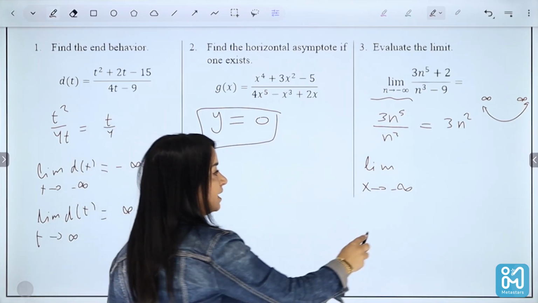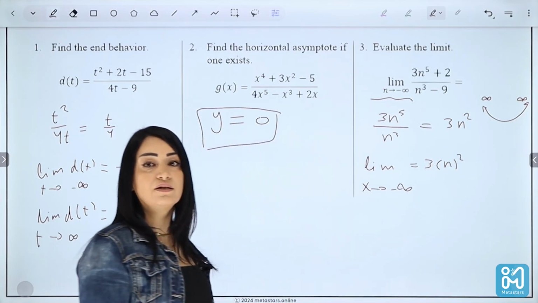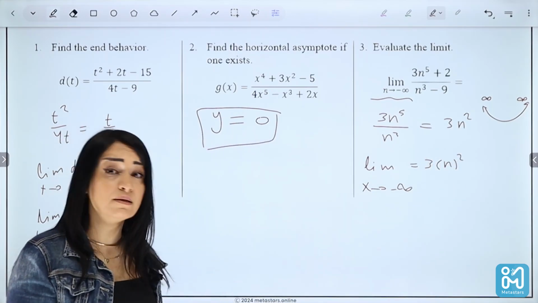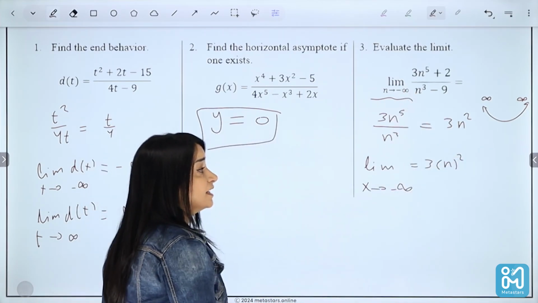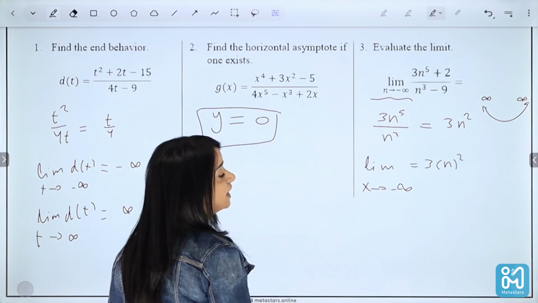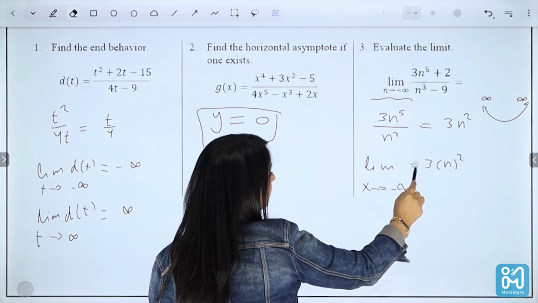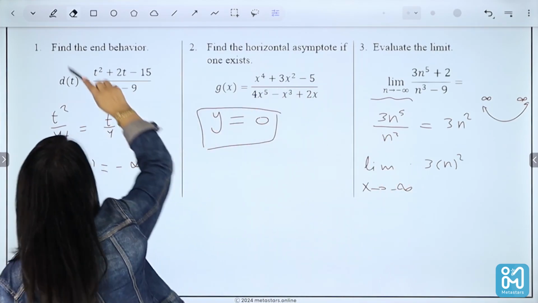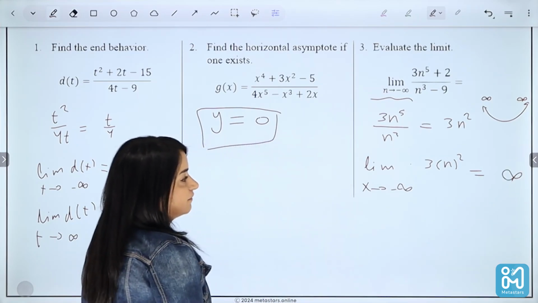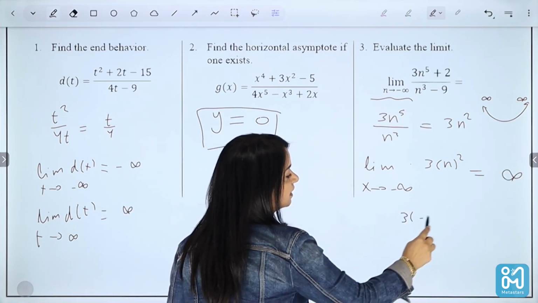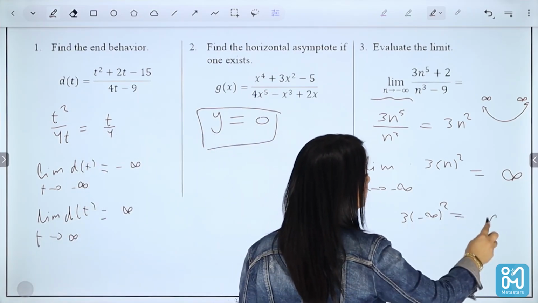Let's try this. So the limit here equals 3n squared. If I replace n by any negative number, the answer is going to be what? Of course, it will be positive. So even when we're going to negative infinity, the function also goes where? It goes to positive infinity. So here, actually, it's equal to positive infinity. Why? Because 3 times negative infinity squared is no more negative. So we're going from both sides to where? To infinity.